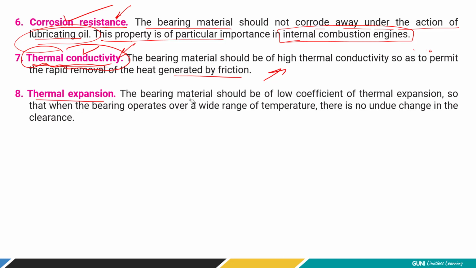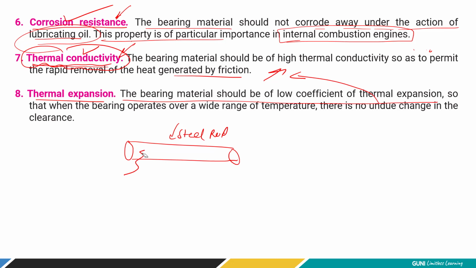The bearing material should be of low coefficient of thermal expansion. It is again connected with the same thing. Let's try to understand with an example. Let's say this is a steel rod, okay? When you heat it, its temperature increases, right? So because of that, it expands, its length increases, let's say by delta L, okay? If it has a good thermal conductivity like aluminum, copper, it will disseminate the heat energy into the environment very fast, right? So upon removal of this heat load, it will come back immediately. It will regain its position.